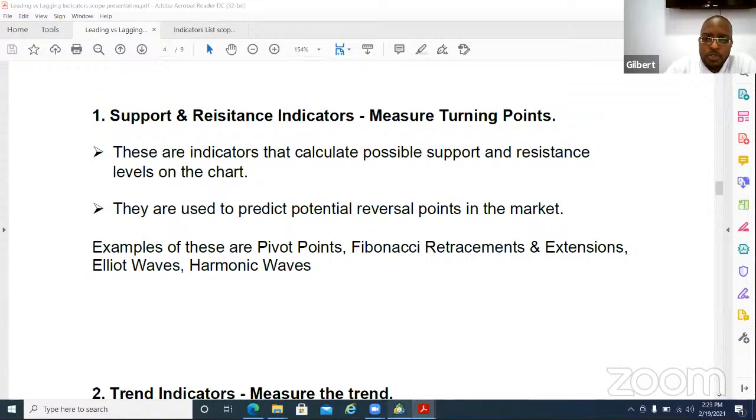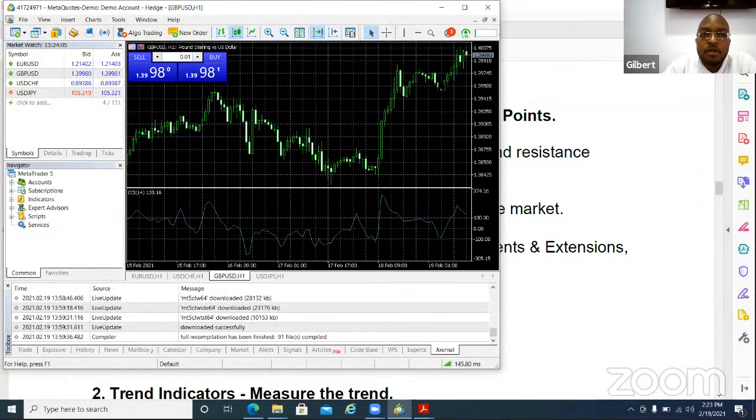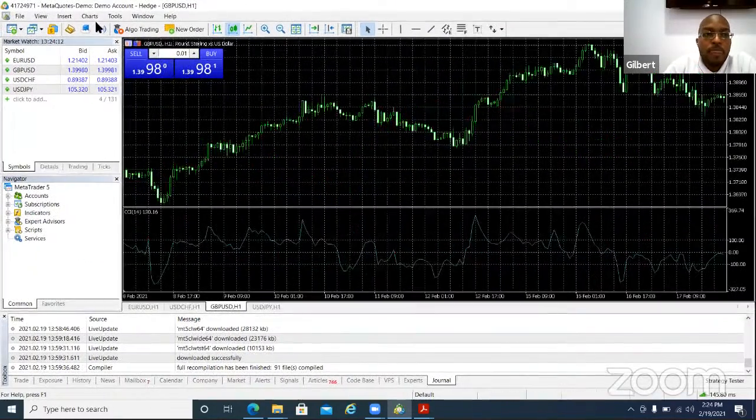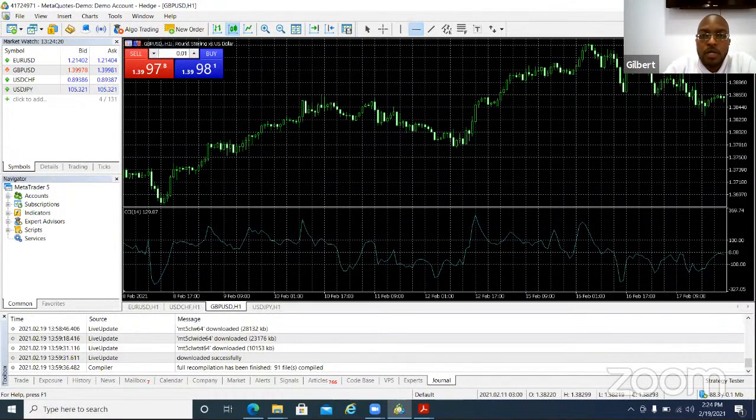So for example, if I was to go to my chart here, I hope you can see this chart. What I'll do here is move a few things so that I can access these tools. All right, so what I can do here is insert some lines, a horizontal line.